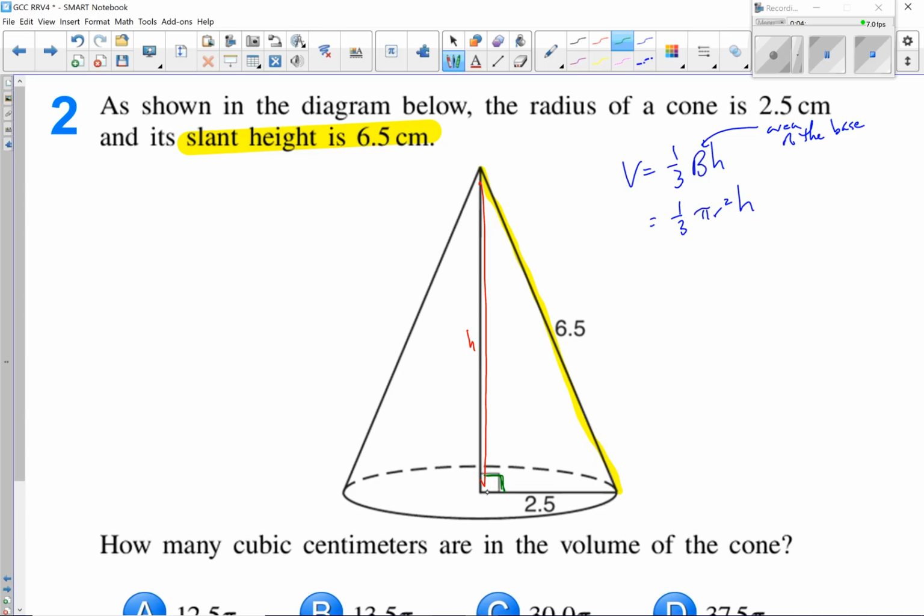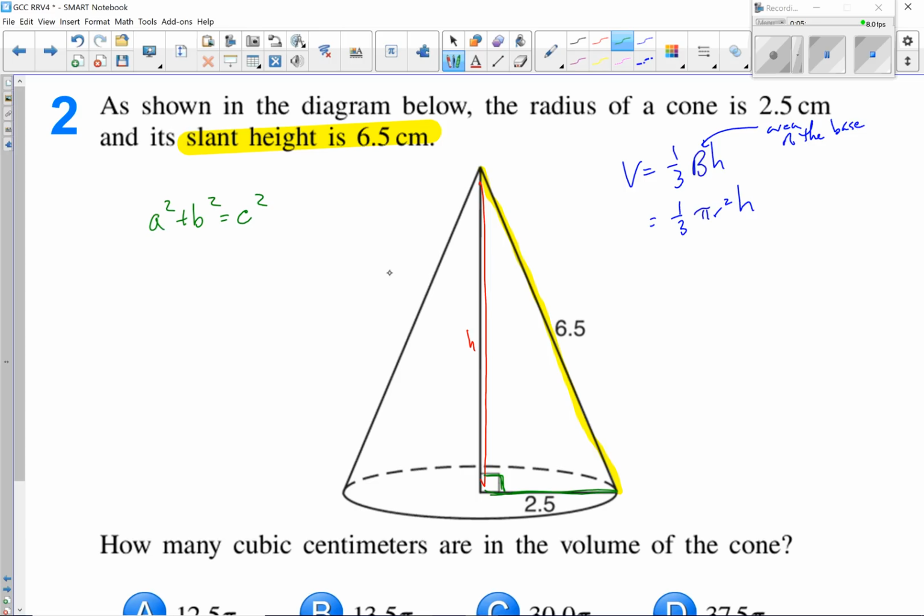So I have a right triangle here, with a height of h, a radius of 2.5, or in that case a base of the triangle, and a hypotenuse of 6.5. So I can utilize the fact that I have a right triangle to calculate what the height is. So we can use the Pythagorean Theorem. I'm going to go off to the side here and plug in the appropriate piece of information.